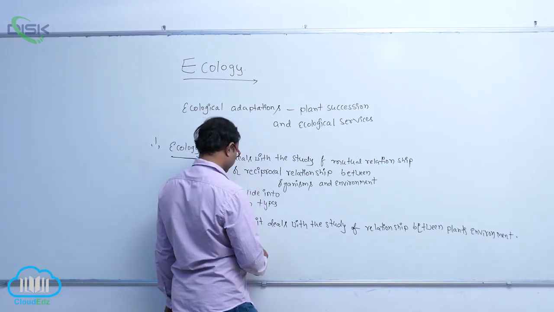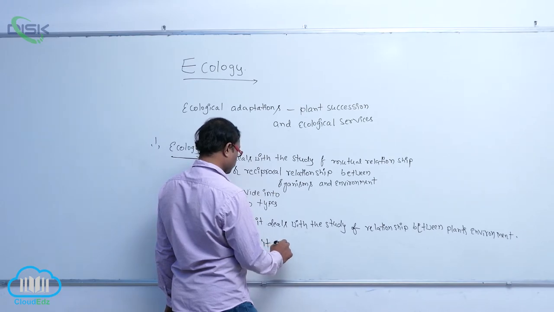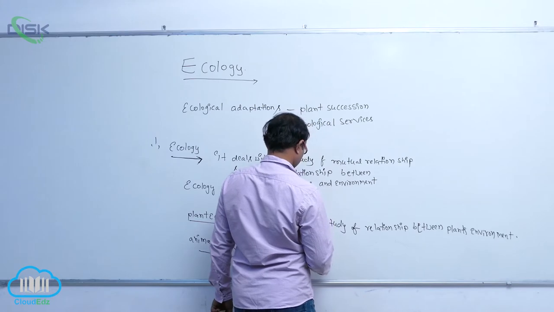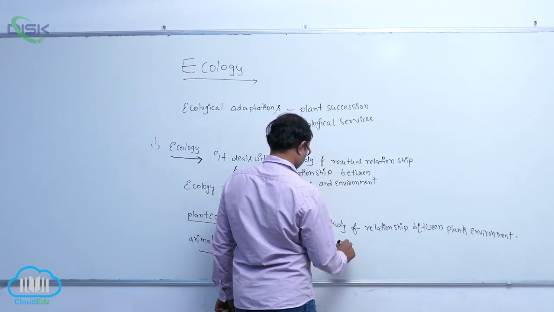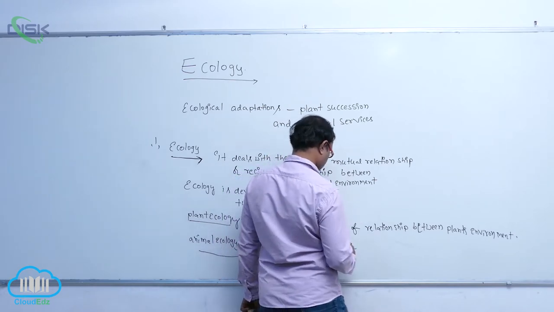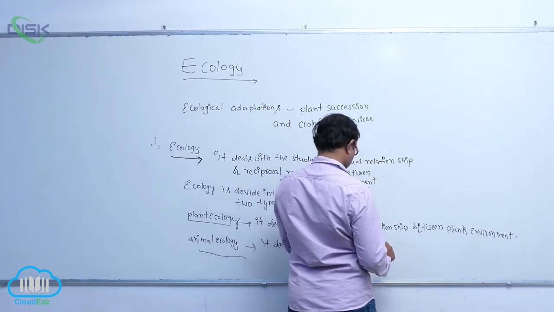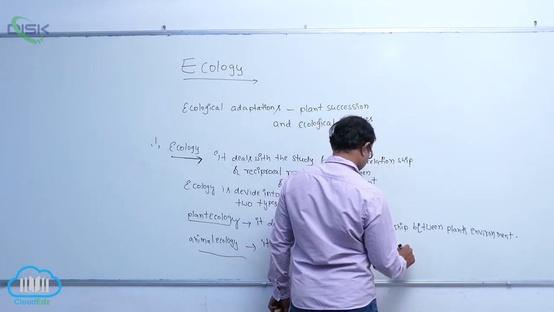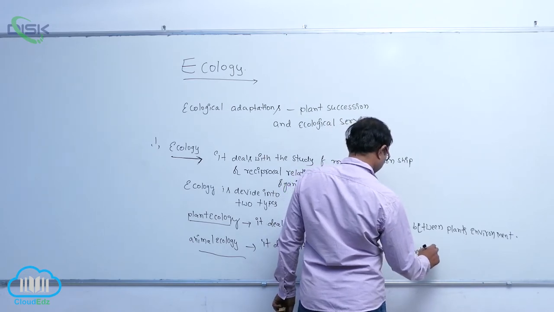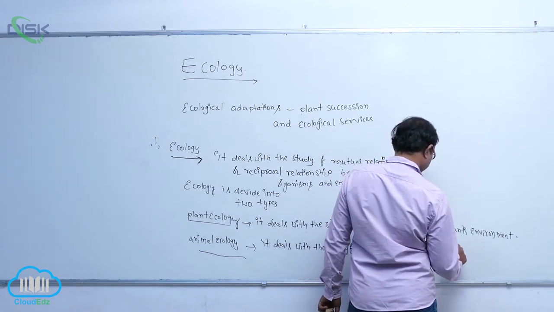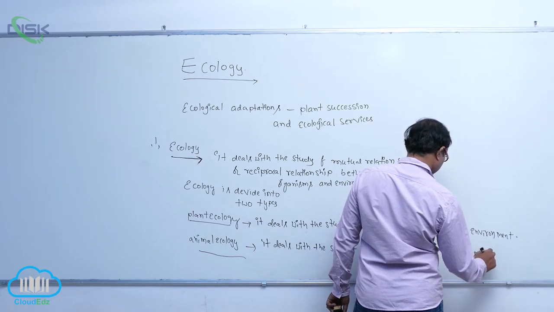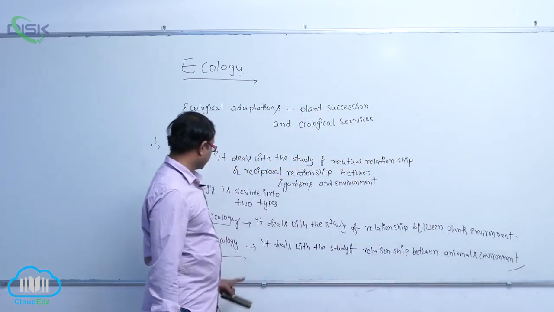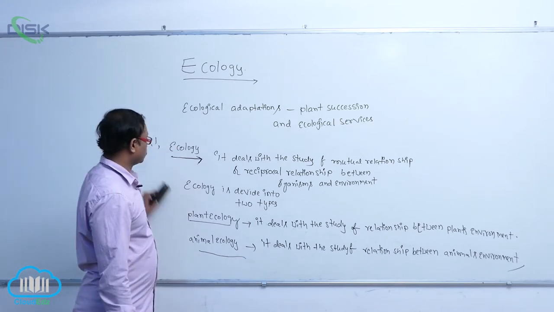After that, animal ecology. It deals with the study of the relationship between animals and environment. So that is known as plant ecology. Next one is animal ecology.